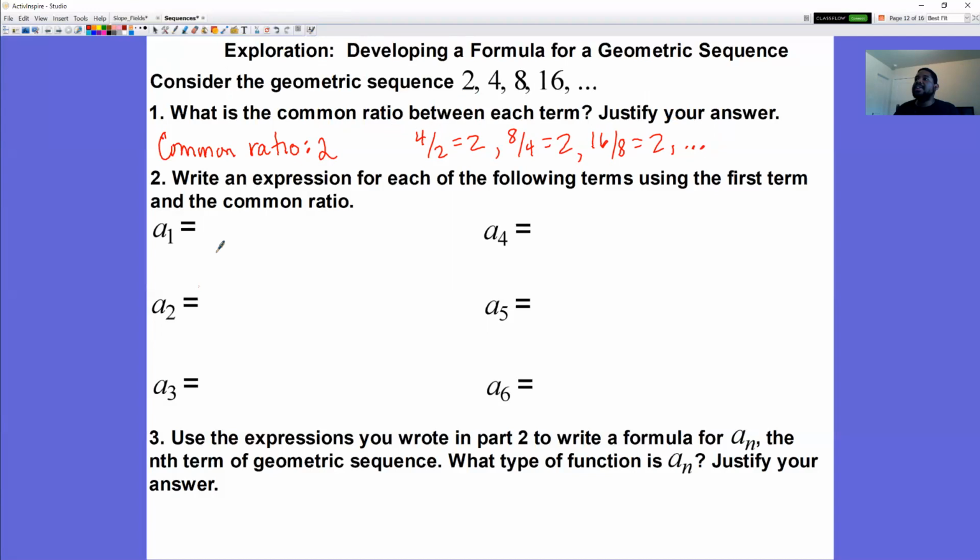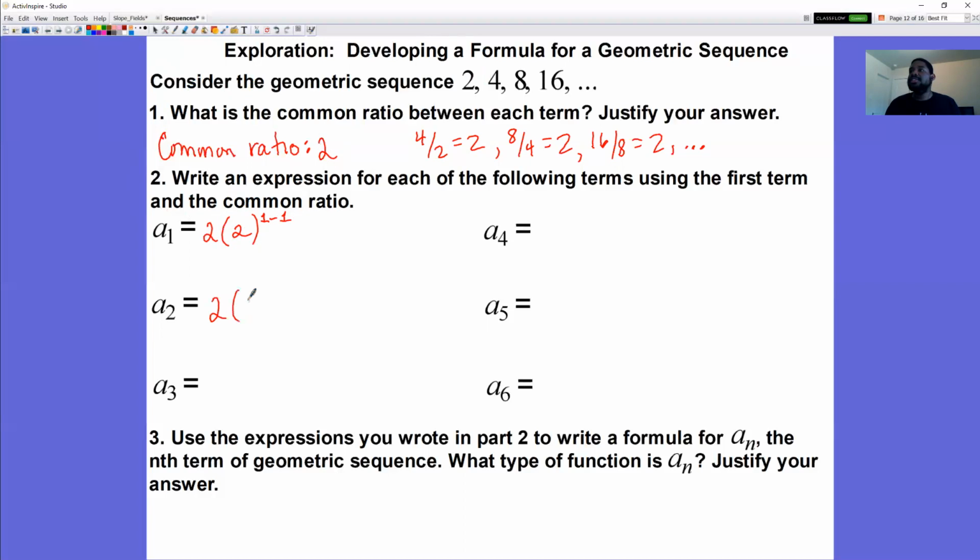So now it says write an expression for each of the following terms using the first term and the common ratio. So here I want 2, yes? So I want 2, and then I got to use this 2 here. Well, if I'm multiplying, I can't multiply by 0 because 2 times 0 is 0. I need this to be a 1 when I finish. So my exponent has to be 0. So it's going to be 1 minus 1.